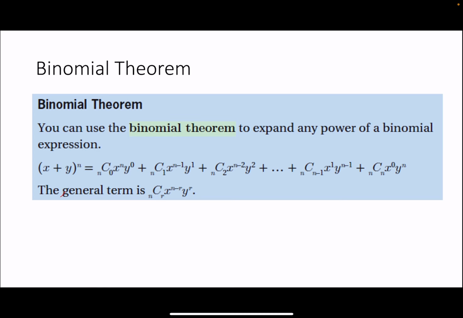Okay, here's a general term. The general term is C, n choose 0, 1, 2, 3, etc. And then we start with n, then we go n minus 1 until we get to 0. Then we start from 0 to 1 to 2 and keep increasing until we get to n.